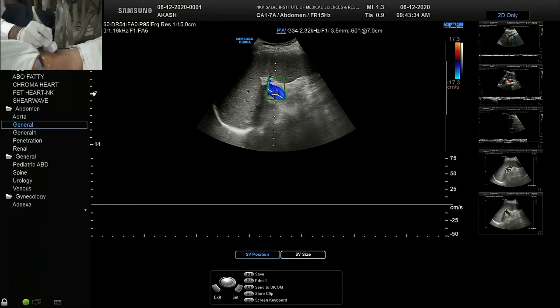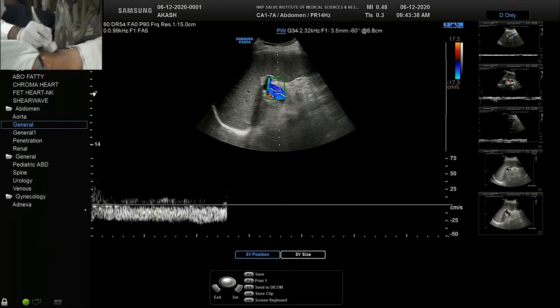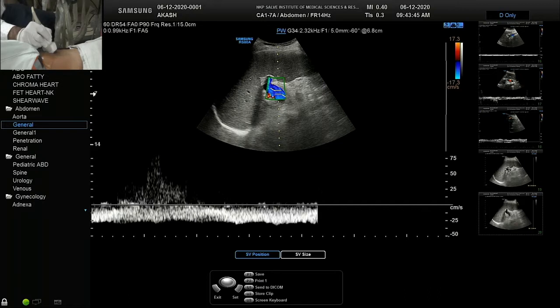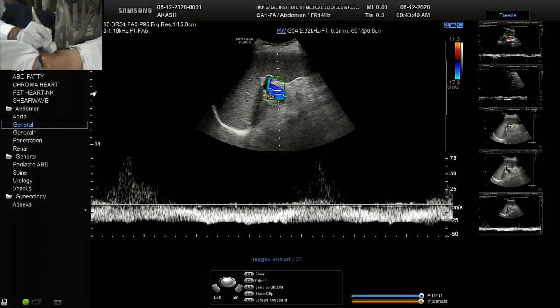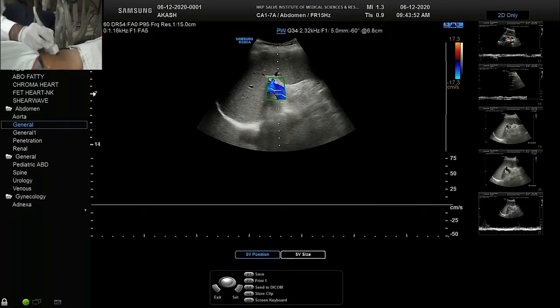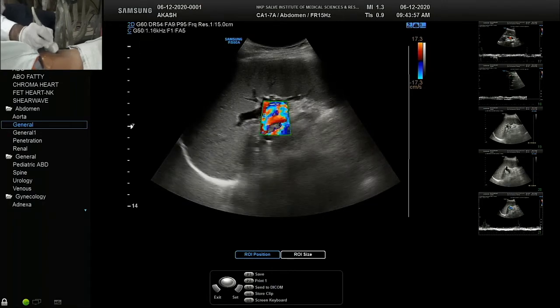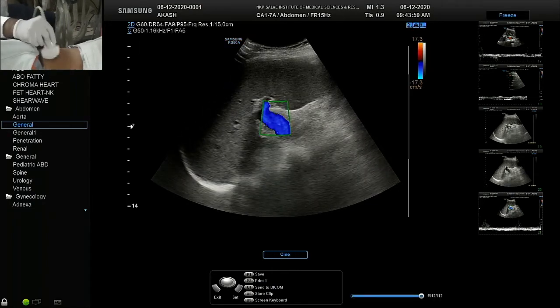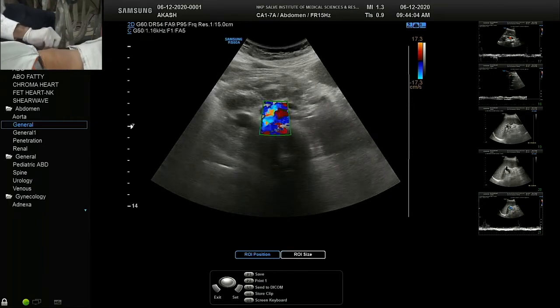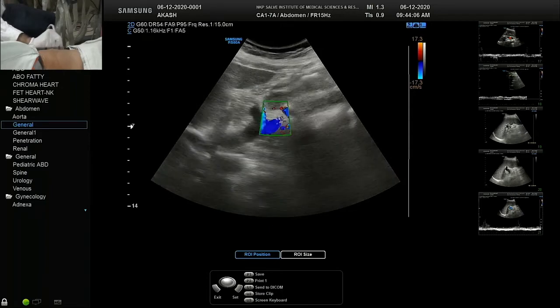We'll do an angle correction here and look for the vein. We can increase the sample volume to get a good spectrum. Nicely seen. Little bit loss of phasicity can be said. It is a subjective finding, but yes, so the portal system as such is patent, right from hilum to everything we have seen.